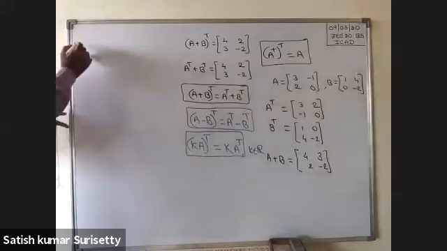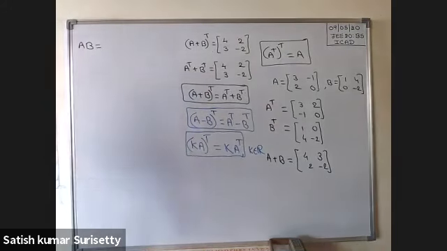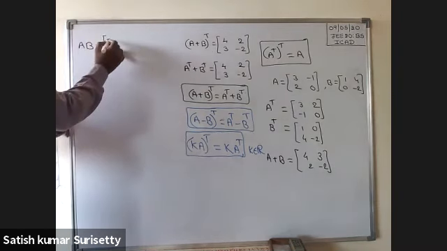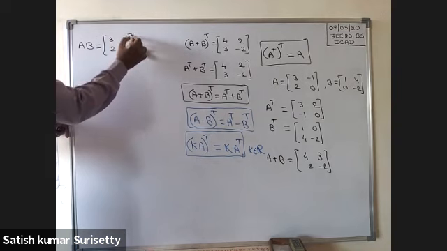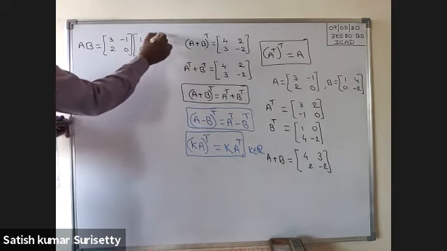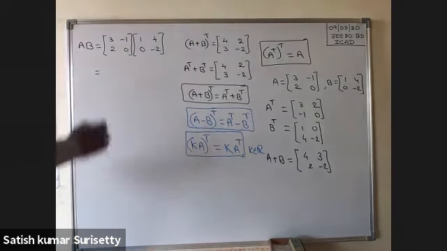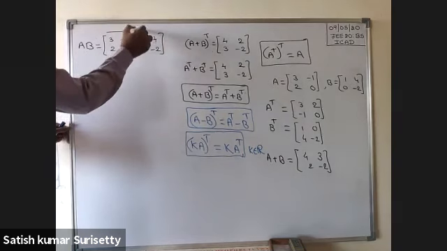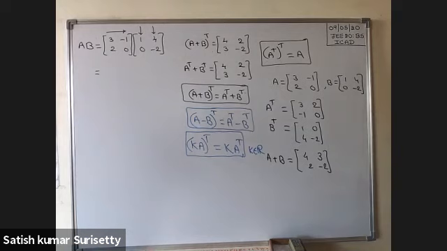Now, calculate the product AB, all of you, for the same matrices: 3, minus 1, 2, 0 and 1, 4, 0, minus 2. Calculate the product. That is always the first row with the first column, again with the second column. First row with all the columns, again second row with all the columns.